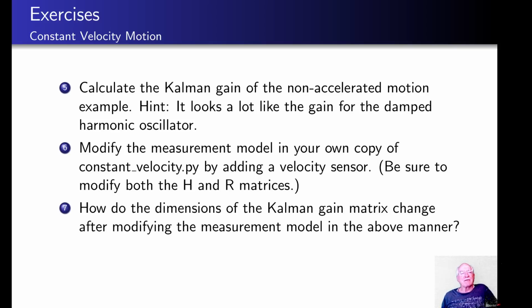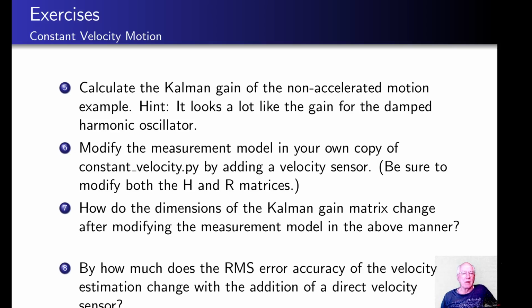So we'll have a position sensor as we did before, but then an additional sensor that's sensing velocity directly. And then ask yourself, how do the dimensions of the Kalman gain matrix change after modifying the measurement model in this way? And then if you run the simulations, you can figure out how much the RMS error will change, both for the velocity estimation and the position estimation after the addition of the direct velocity sensor.